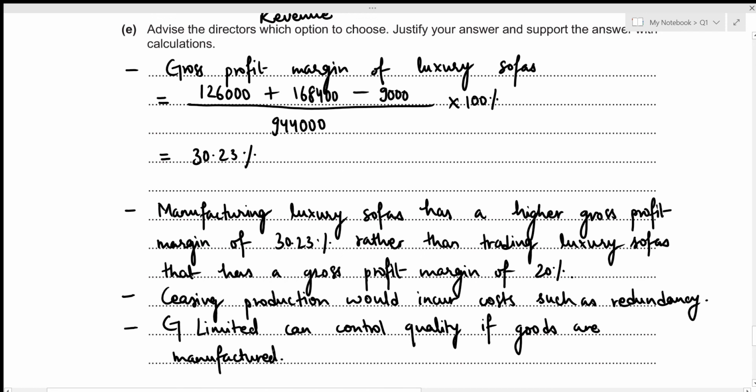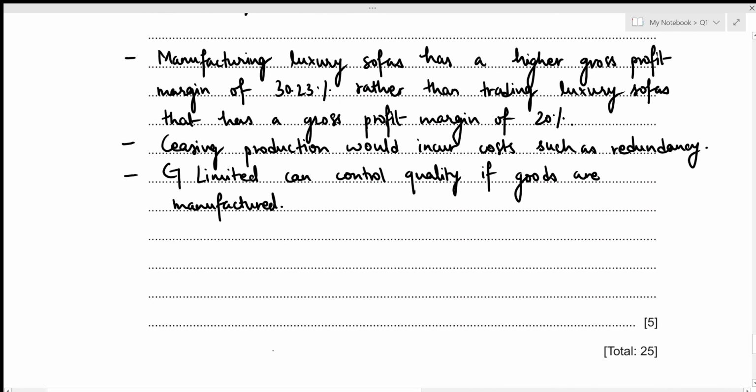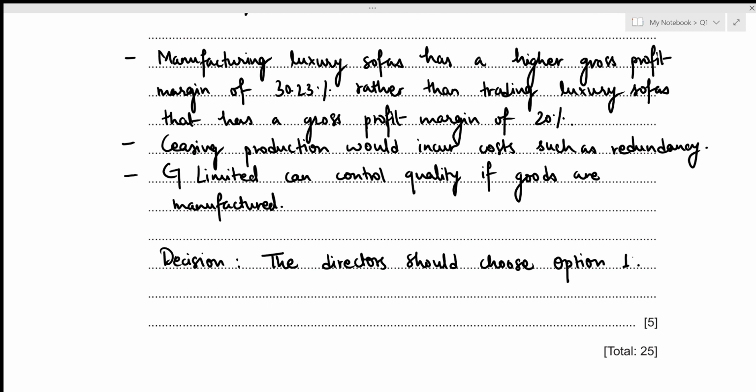So considering these factors, all of these obviously favor manufacturing the goods in-house, right? So let's make the decision based on that. The decision would be that the directors should choose option 1, which is associated with manufacturing goods in-house. So this concludes the fifth part of this question as well as this entire question.